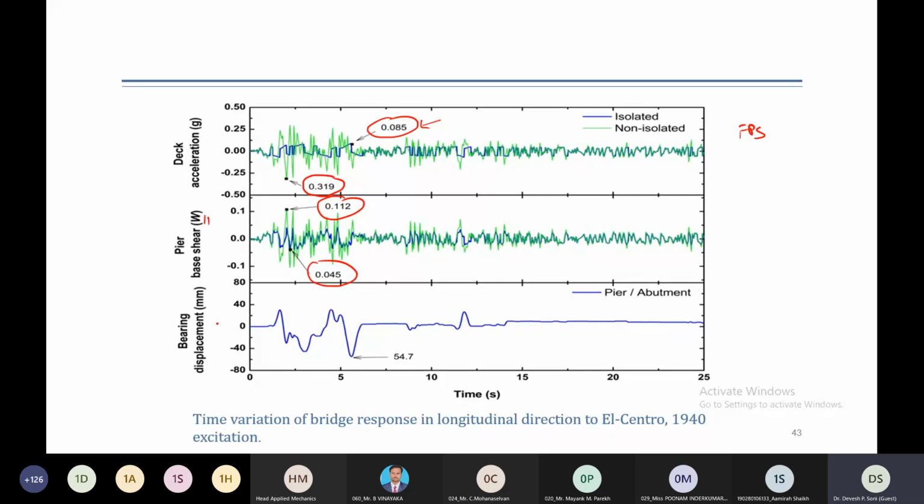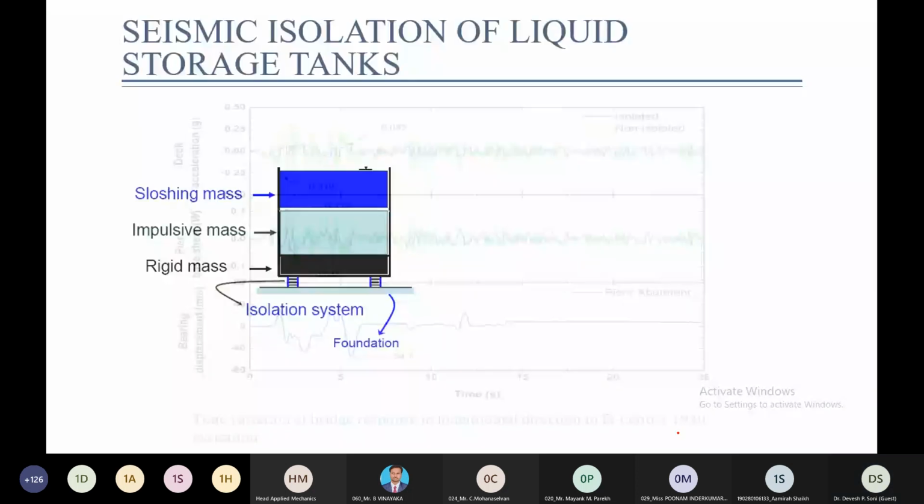And here we can see the bearing displacement. The peak value of bearing displacement is found to be 54.7 millimeter. That is around 5.5 centimeter. It is under the well-known El Centro earthquake ground motion.